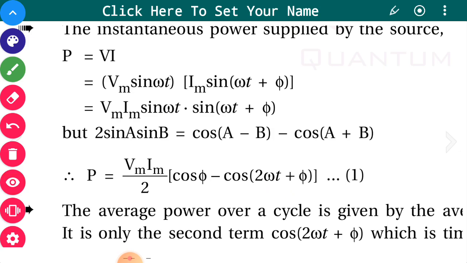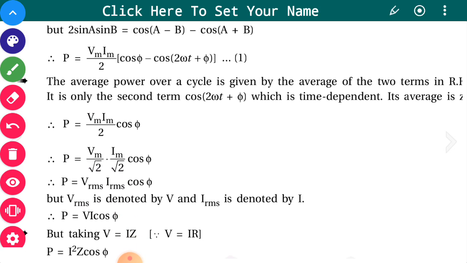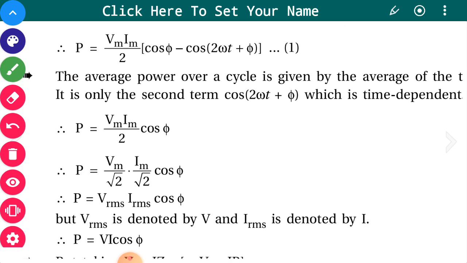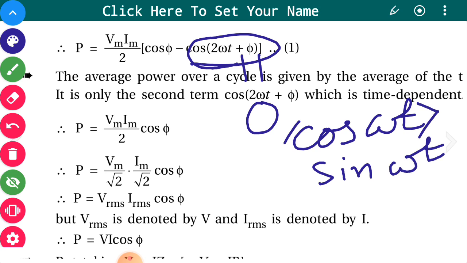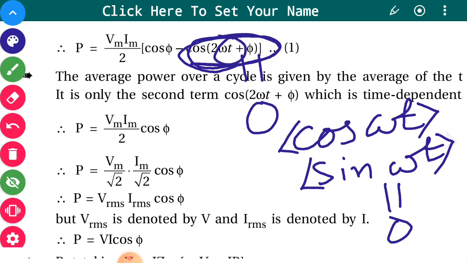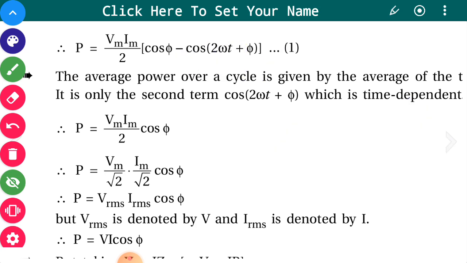Now you want to find the average. The average over the entire cycle we have to take. Whenever there is a time dependent angle, if you take the average over the entire cycle, this will become 0. This is the main thing that we have to understand: cos of omega t, or sine of omega t, if you take the average of these two functions over the entire cycle, then they become 0. So here it is 2 omega t plus phi, but t is there. Time dependent means over the entire cycle the average becomes 0. So here this part vanishes.